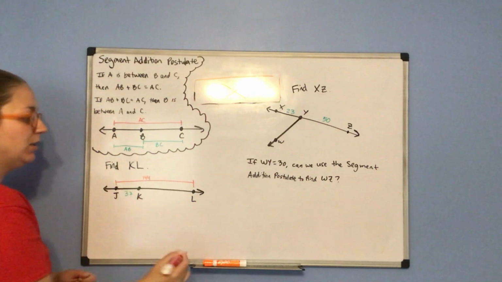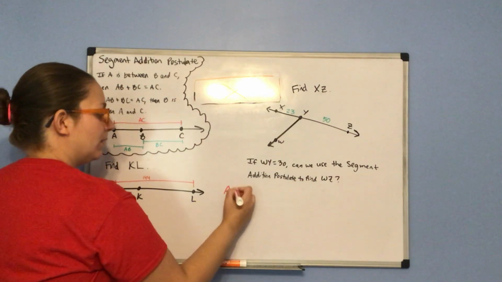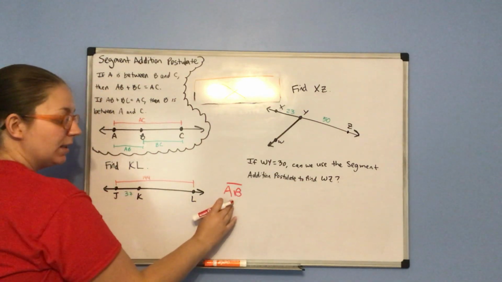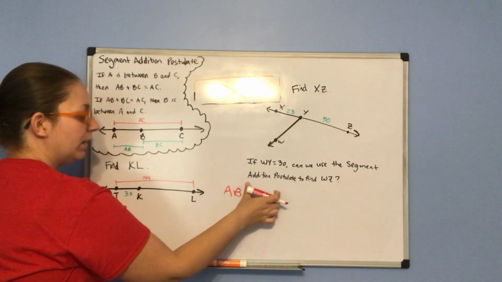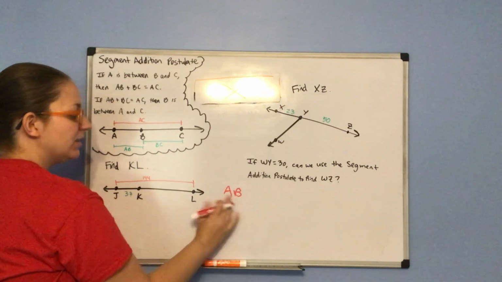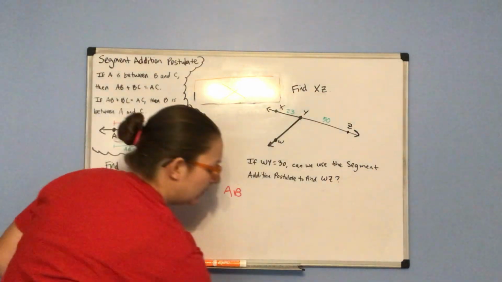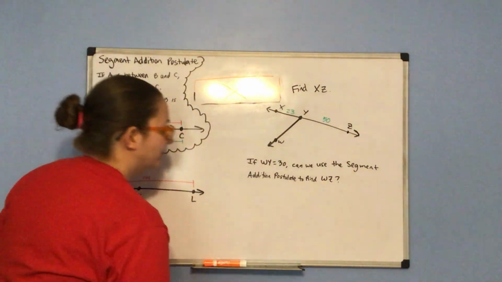Remember, quick notation thing. This is just talking about the segment AB. If I get rid of that line segment symbol over top, it's talking about the length of that segment. A little tricky with notation sometimes.